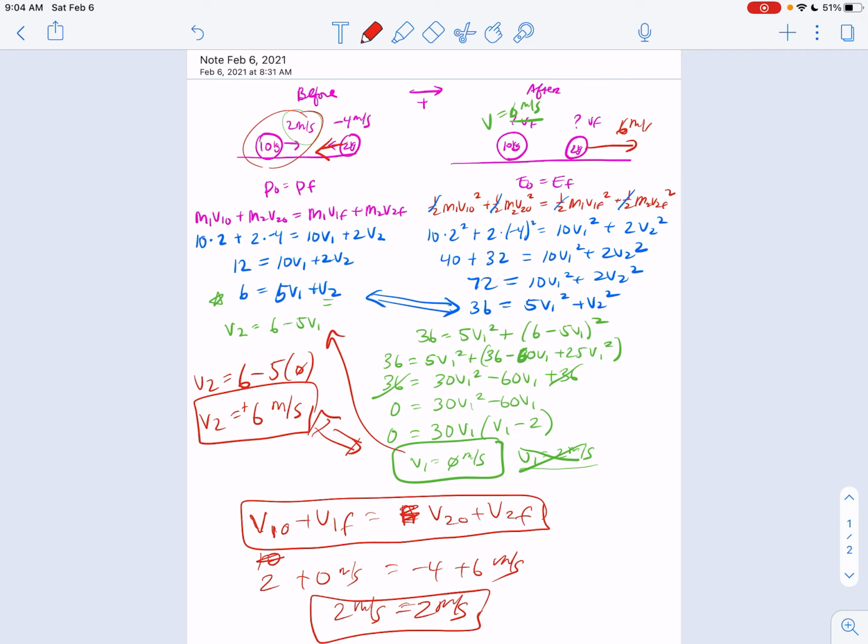I don't recommend normally doing it this way, because this is kind of, to me, a sort of cheaty way. You need to understand how it comes about. But you can see that it works.